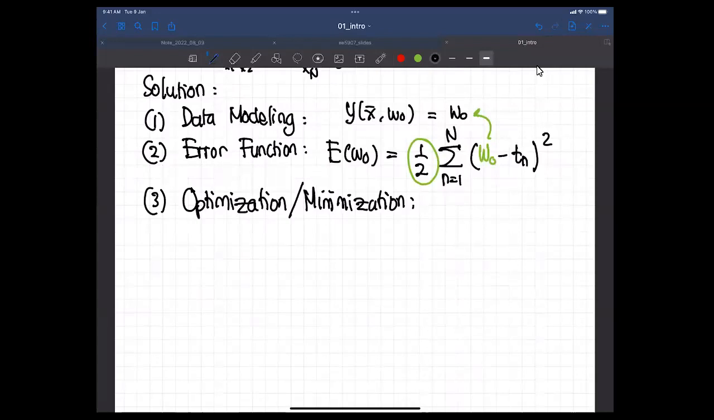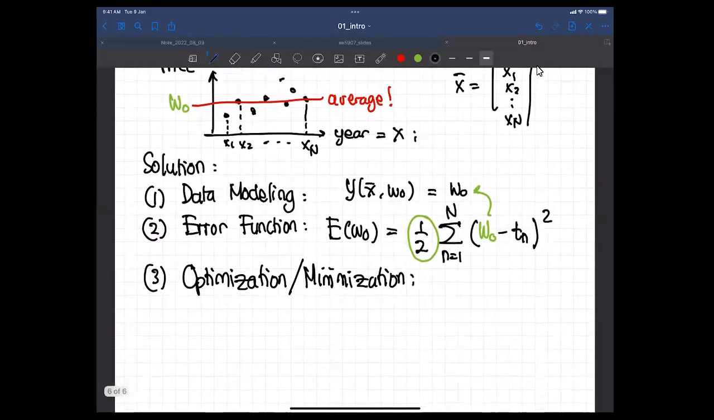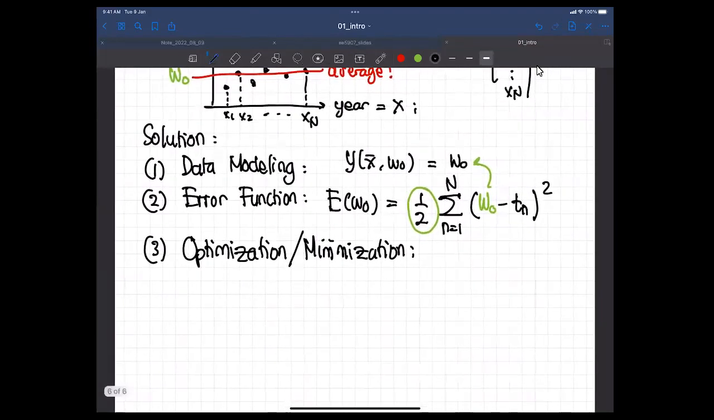W0, right? Because W0 represents the line, the red line. So we want to get W0, the optimum one. Means that we want to have the optimum one with the star. Star means the optimum value of W0. And because we do the minimization, what is the expression that I have to use?